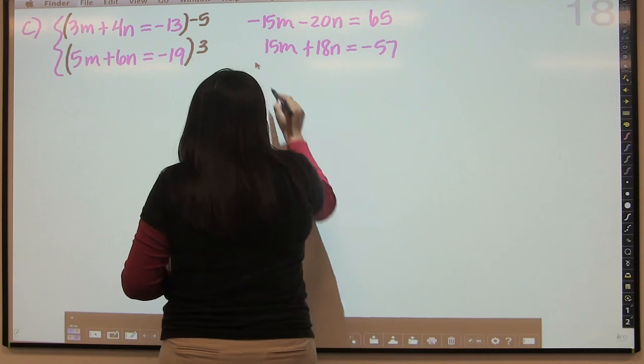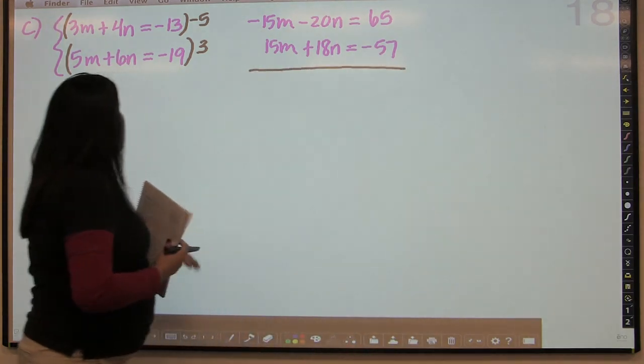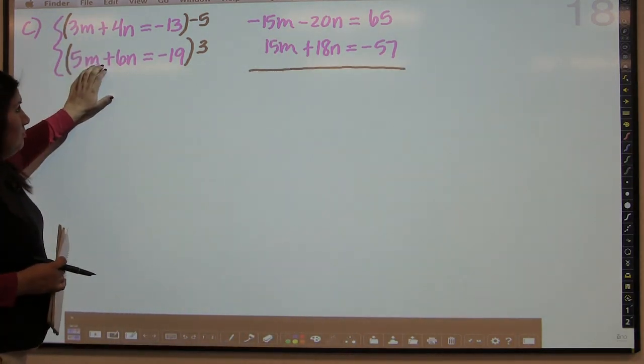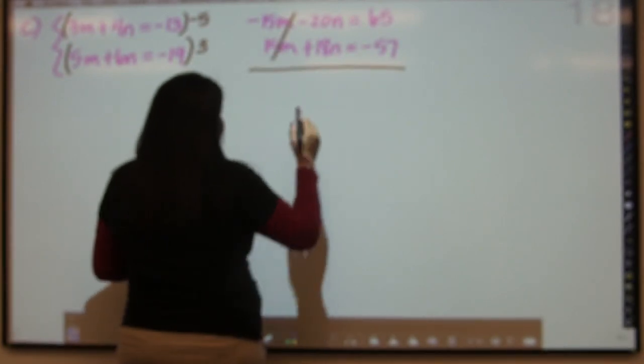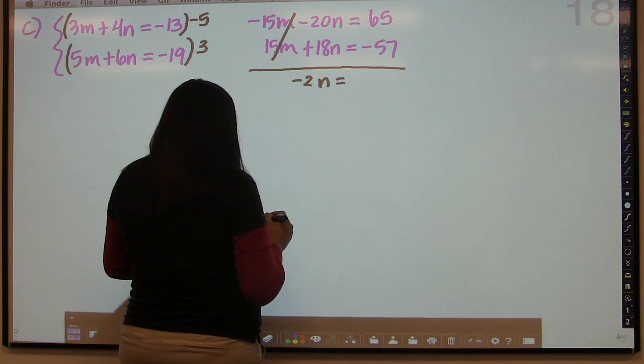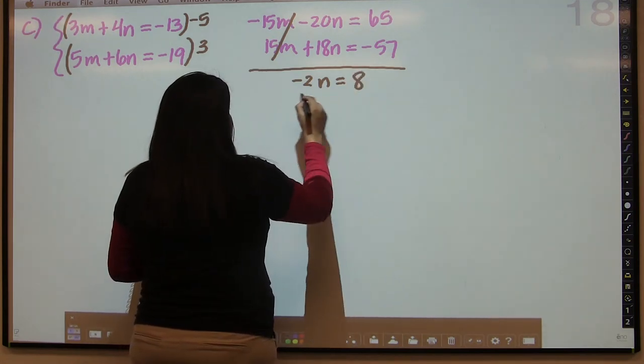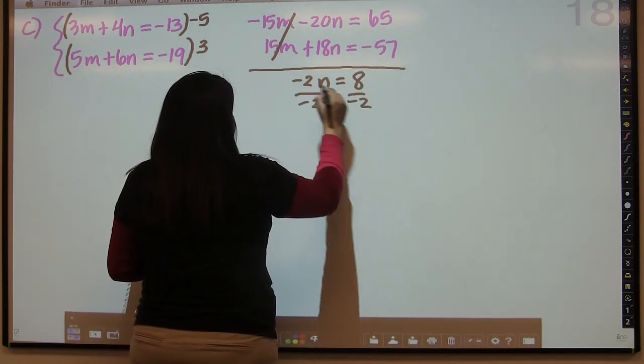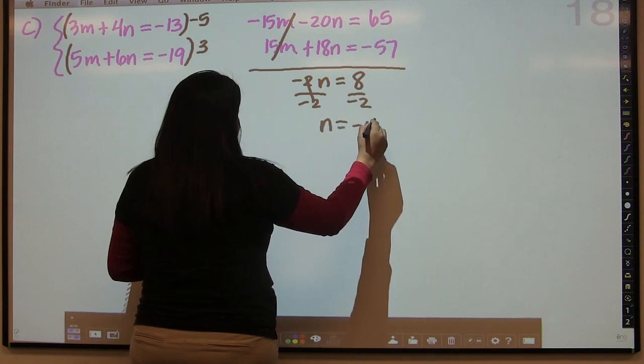Okay? So once I've got both equations multiplied by something, I can now add the two equations together. The negative 15m and positive 15m are going to cancel. Negative 20n plus 18n is negative 2n. And 65 minus 57 is going to equal 8. Divide by negative 2, and n equals negative 4.